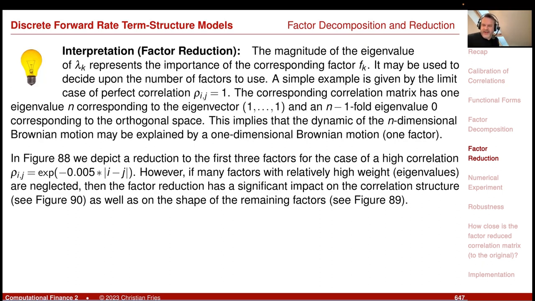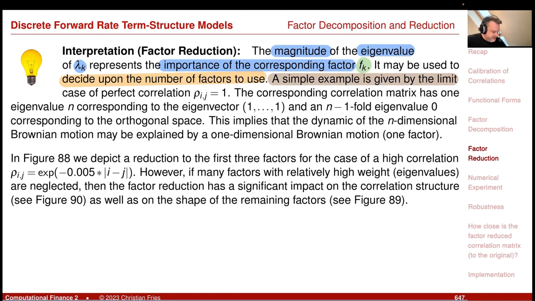Interpretation, I already mentioned this interpretation as a motivation. The magnitude of the eigenvalue, so my lambda k, defines somehow the importance of the corresponding factor. The factor f_k defines a little bit the shape. So in which direction is this movement observed? And we used this to reduce the number of factors, to decide which factor is then important in our factor reduction.